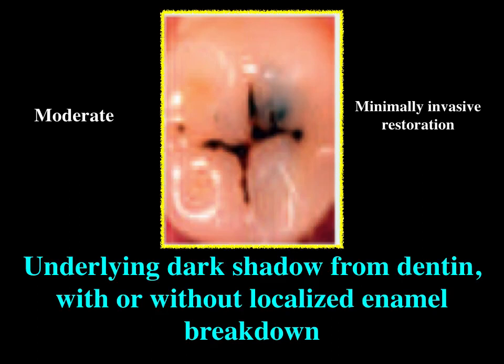This underlying dark shadow: when we have a dark shadow, this means there is caries underlying. Shadow from the dentine, with or without localized enamel breakdown. Maybe the caries is entering the dentine without a breakdown of the enamel, because the enamel is very hard, so the caries will traverse to the dentine with a small leakage. This caries is treated just by minimally invasive restoration.